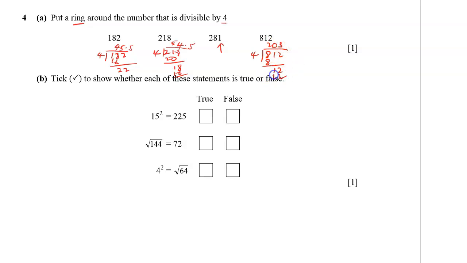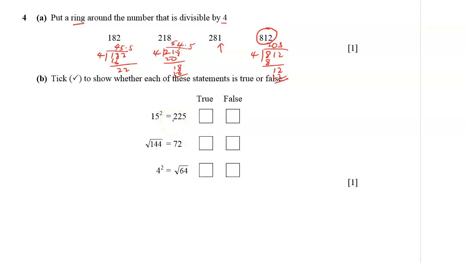Right, so this is going to be 12. So this is divisible by 4. Put a ring right around this number here. Good ring, like that. So that's divisible by 4.